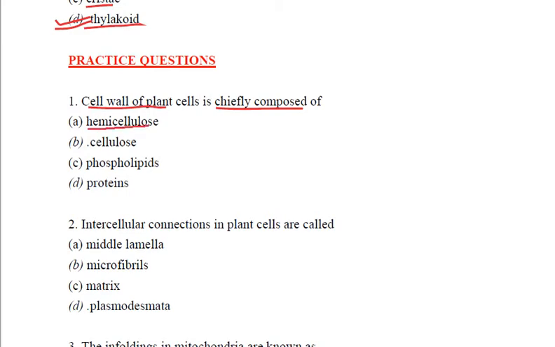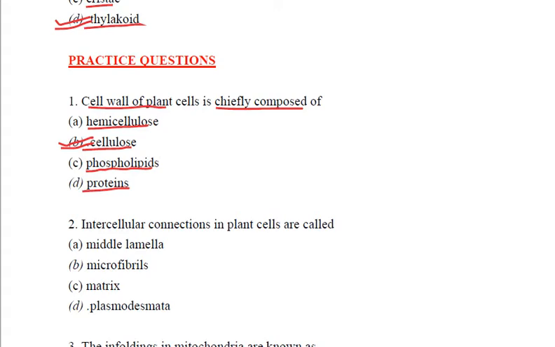Is it hemicellulose, or cellulose, or phospholipids, or proteins? So which is the correct option, guys? The correct option is cellulose, a polysaccharide. That is what the cell wall of plant cells is chiefly composed of.